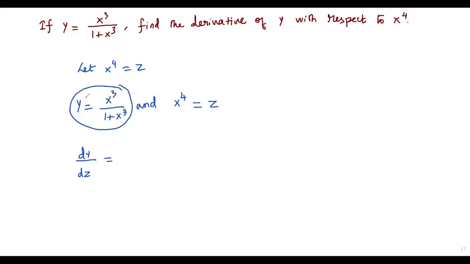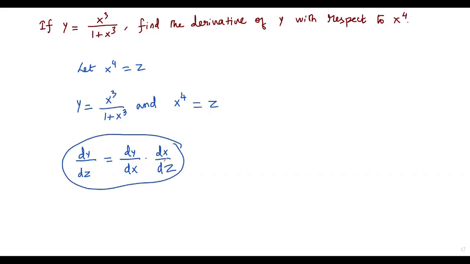Is it possible to find the derivative of the function over here with respect to z? No, it's not possible, because here y is a function of x. So I can find the derivative of this y with respect to x. Okay, let me do it. So you can write dy over dx. And here x is a function of z. So I can find the derivative of x with respect to z. So I'm getting dx over dz. So this is called the chain rule.